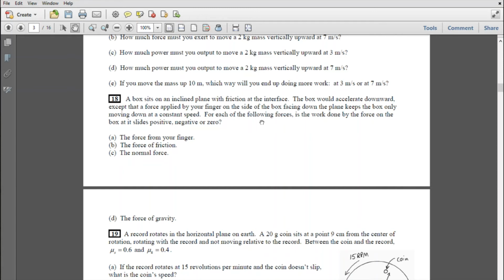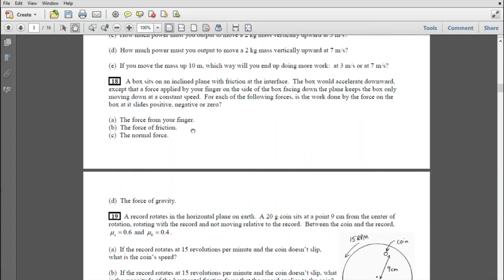Okay, so we want the sign of the work in all 4 of these cases. The force from your finger: I'm pushing up the plane while I lower it down the plane. So the work done by my finger is negative because I'm pushing more or less opposite the direction it's being displaced. Force of friction: it's going down the plane, and friction always goes opposite the direction of motion. So B would be negative work too.